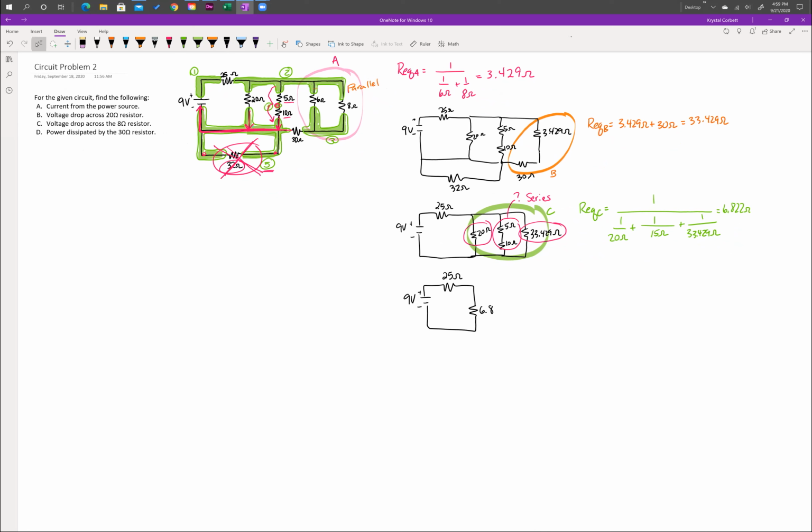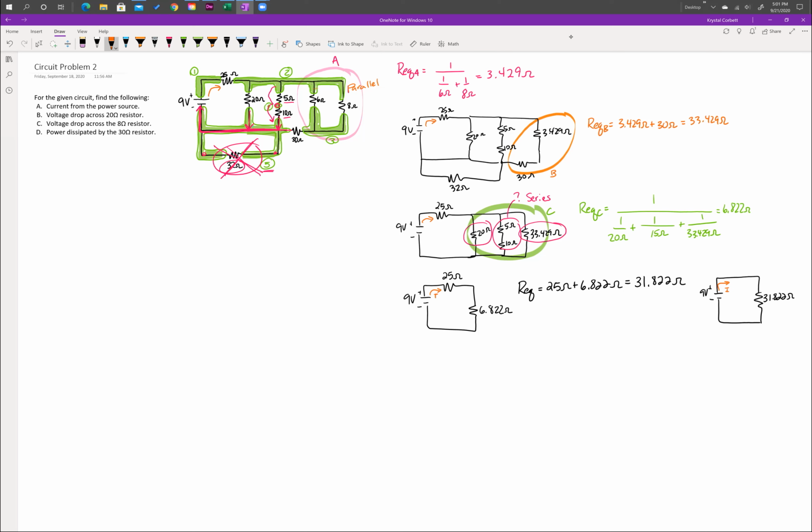Now I can redraw my circuit one more time, and I can see that that 25 ohm resistor is in series with all of these resistors that were connected either in series or parallel with one another. And then to find my total equivalent resistance, all I have to do is add those two resistors together because they are in series. And I get a total equivalent resistance of 31.822 ohms. So my equivalent resistance circuit is simply a single resistor with 9 volts and 31.822 ohms.